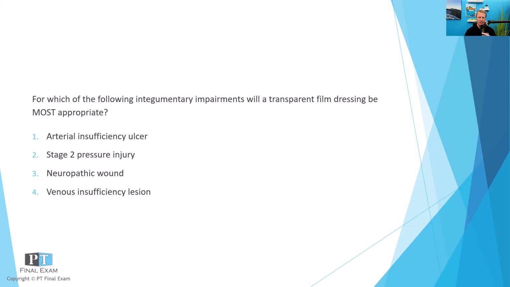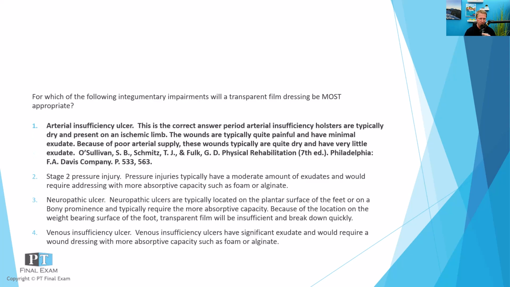All right, so the correct answer here is number 1, the arterial insufficiency ulcer. To answer this question really is two parts. Number 1, you have to know what in the world a transparent film dressing is. And then number 2 is what wound would it be best placed on?